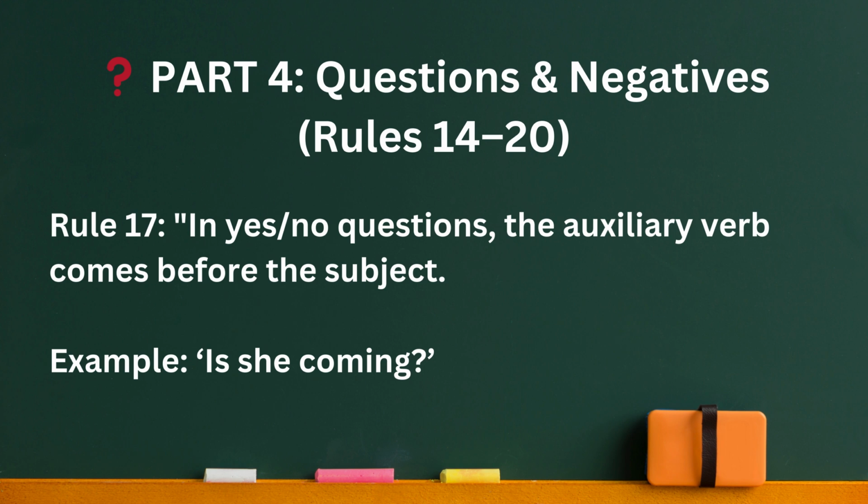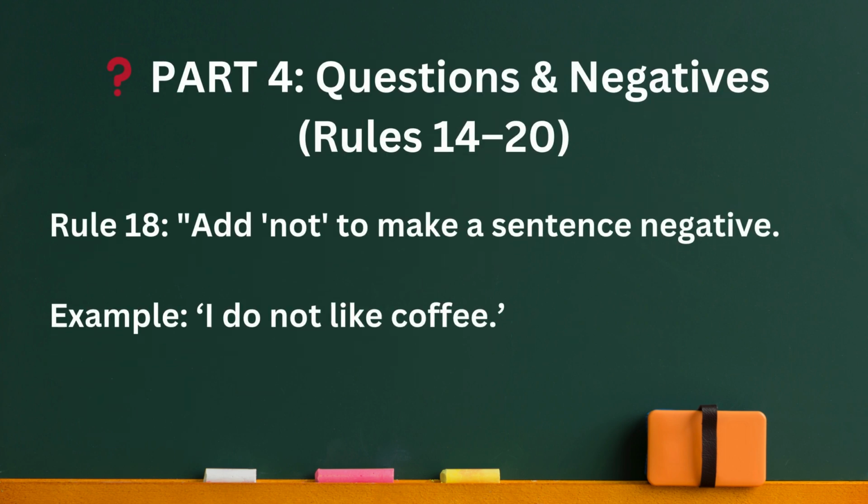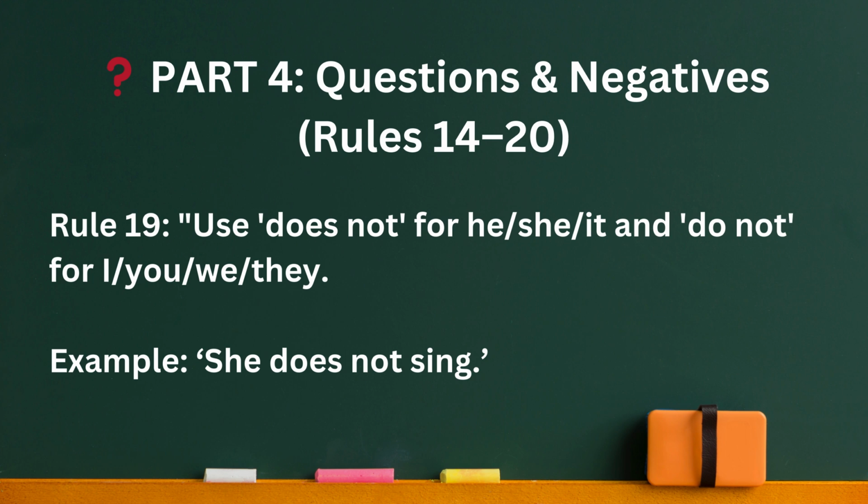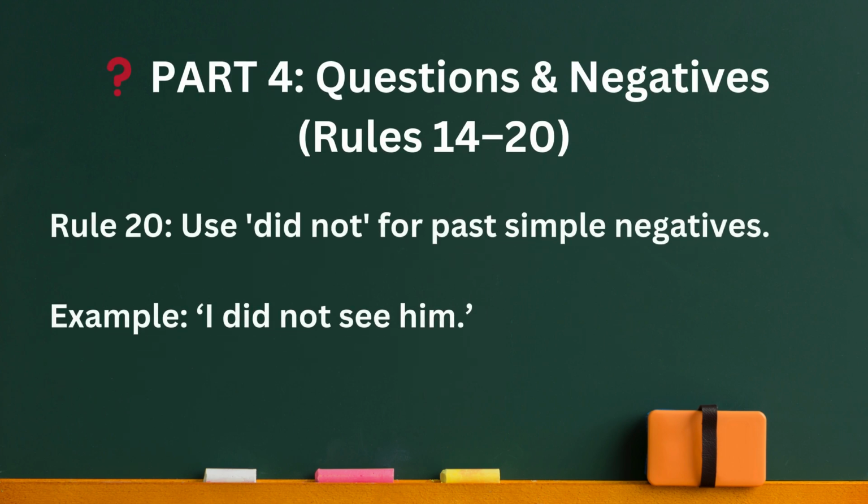Rule 17: In yes or no questions, the auxiliary verb comes before the subject. Example: Is she coming? Rule 18: Add not to make a sentence negative. Example: I do not like coffee. Rule 19: Use does not for he, she, it, and do not for I, you, we, they. Rule 20: Use did not for past simple negatives. Example: I did not see him.